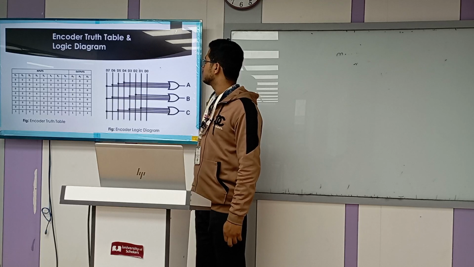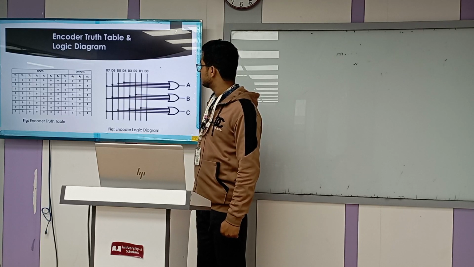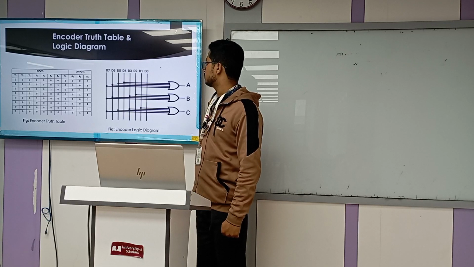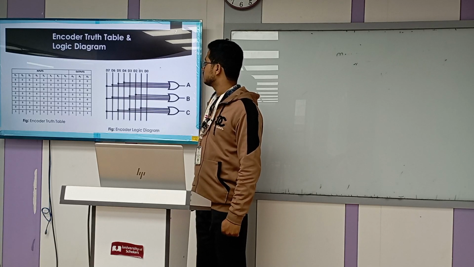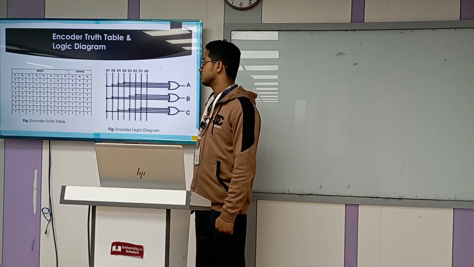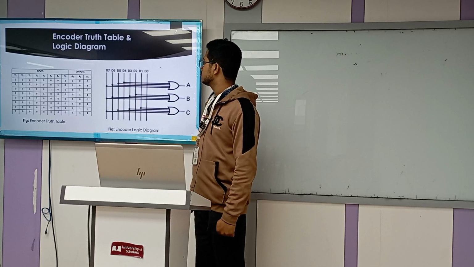Yes, ma'am. And moreover, the outputs are A0 to A2, but in the logic diagram, you explained them as A, B, and C. So when you are presenting to your audience, you have to consider these things. This is very confusing, because if anyone doesn't know about this perfectly, they will be confused.